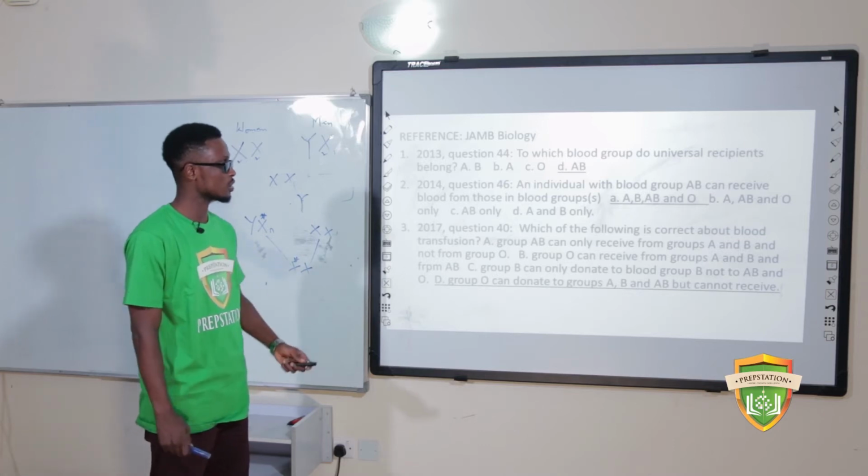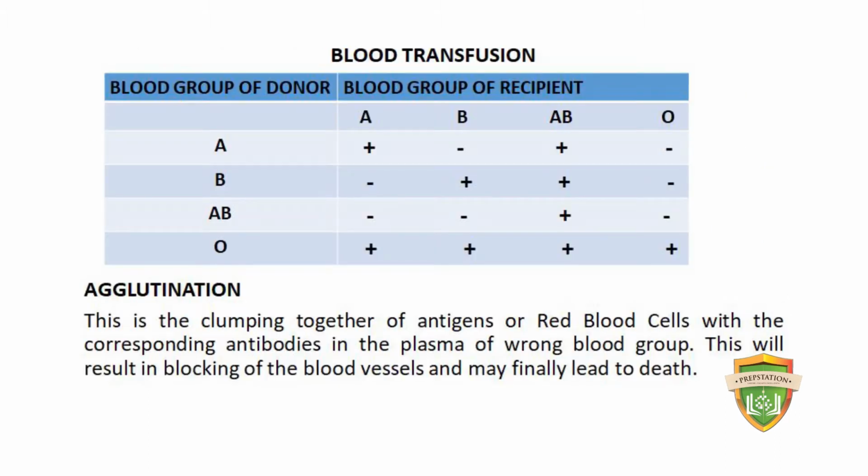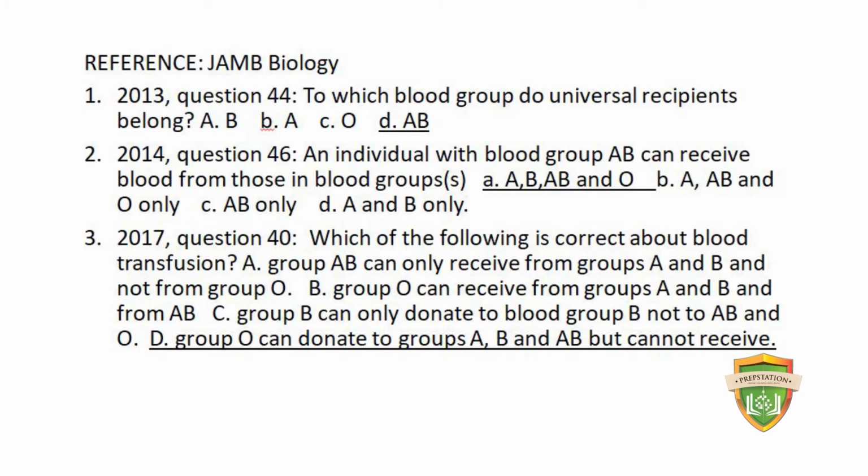2014 question 46. An individual with blood group AB can receive blood from those in blood groups. Now go to, let's say blood group AB now. Now from our chart, this is recipient blood group AB. What they are trying to tell is that an individual with blood group AB can receive blood from blood group A, blood group B, blood group AB, and blood group O. Which the correct answer is what? Blood group A, blood group B, blood group AB, and blood group O.